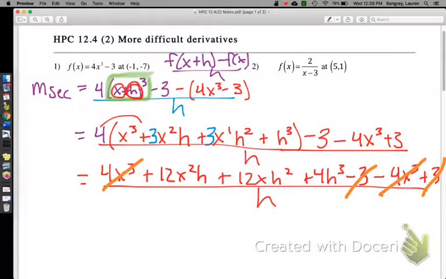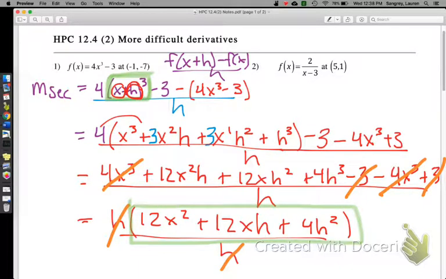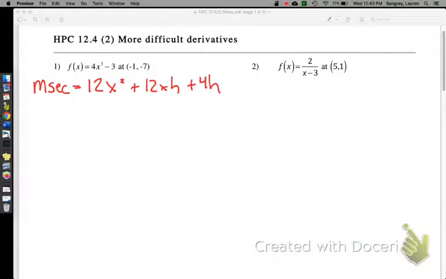So everything left has an h, which means our next step is that we can factor out an h in the numerator. So I'm left with 12x squared plus 12x h plus 4, there's one more h left on that one, and then plus 4h squared. All right, so now those h's cancel. So here is the slope of your secant line.